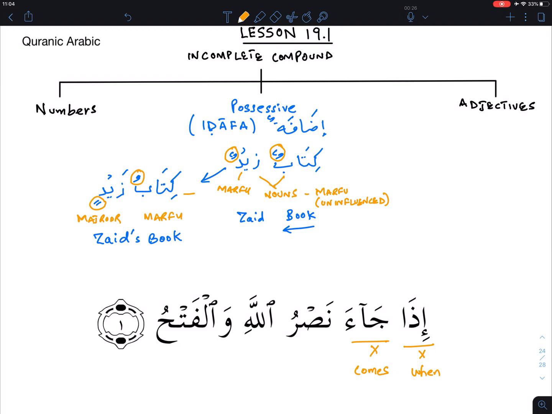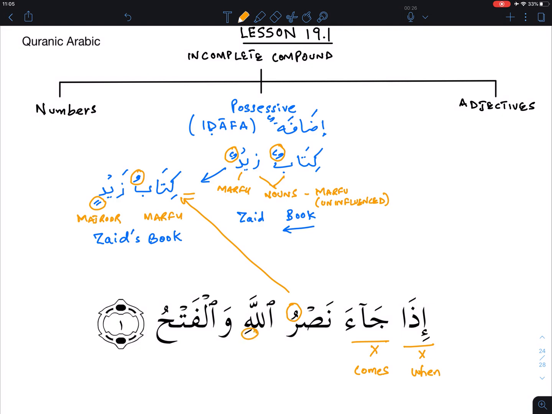Nasru. Now we're looking at something here. What's Nasru? It doesn't have a tanween. Look at the ending. We see that there is one dhamma, right? So this is looking similar to the kitab example here. This word is looking similar to that. Nasru. Well, we can't conclude anything yet. We have to look at the next one, and it says Allahi right here.